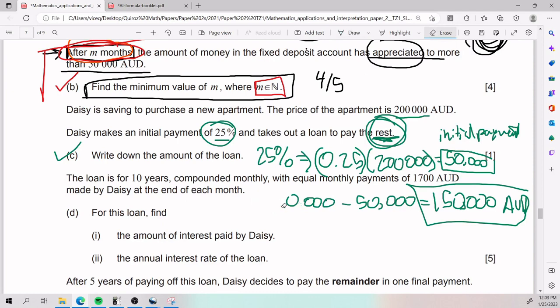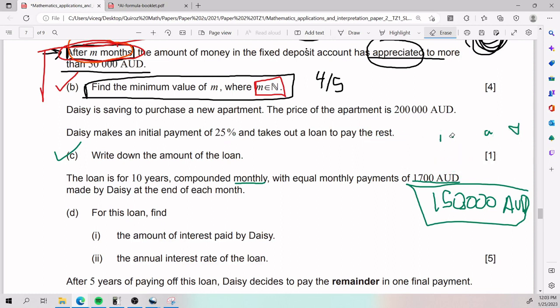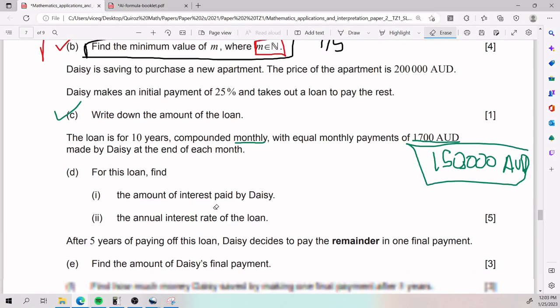So this same loan is for 10 years, the one that is 150,000 AUD. It is compounded monthly, important detail, with equal monthly payments of 1,700 AUD, made by Daisy at the end of each month. So she took out this loan, she got her apartment, she has to pay off the loan, etc. See? So for this loan, we need to find the amount of interest paid by Daisy and the annual interest rate of the loan.